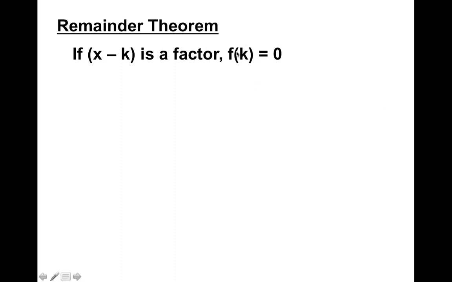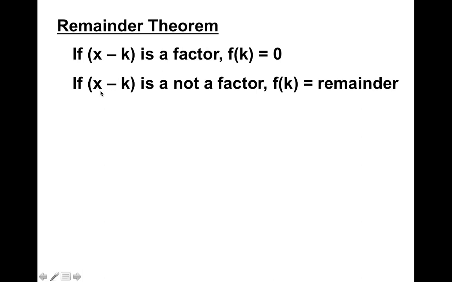Just a reminder, we learned about this a couple days ago. The remainder theorem says if x minus k is a factor, then f of k equals 0. Meaning, if we have a possible factor, we could plug it into the function and see if we get 0 to see if it will go in evenly. And also, if x minus k is not a factor, then f of k will give you a remainder, meaning you can't synthetically divide by that value because you're going to end up with a remainder. It's not a factor.